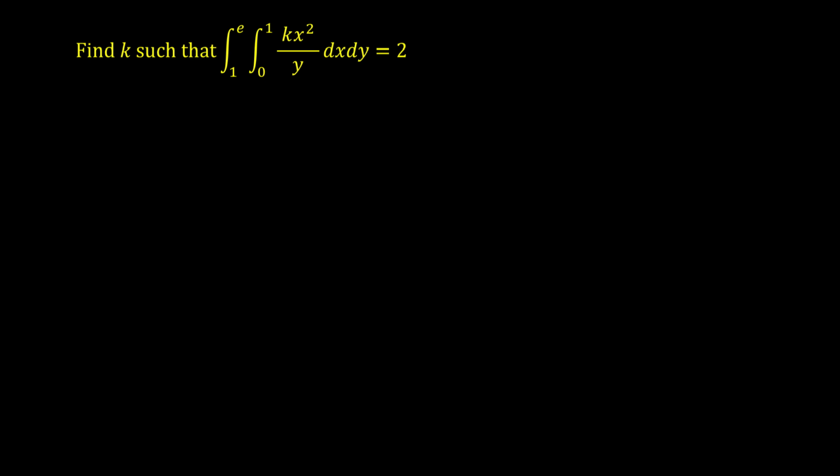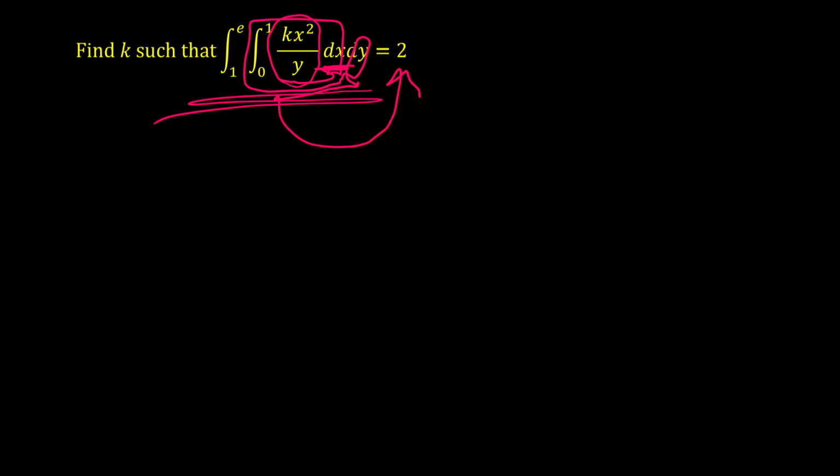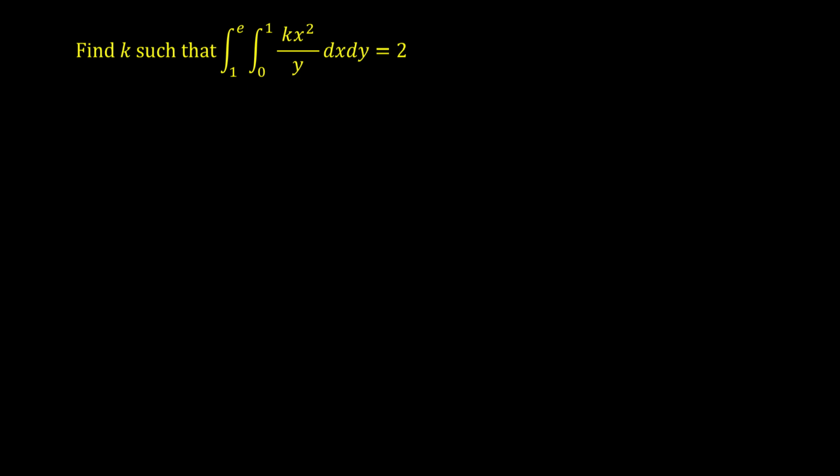In this video, I'm going to show you how we can find an unknown from the given equation that involves double integrals. Find k such that this integral equals 2. For finding this double integral, first we have to integrate this expression with respect to x, then we have to integrate the answer of that with respect to y, and then the answer of this double integral should be equal to 2. From that equation, we can find the value of the unknown, which is k.